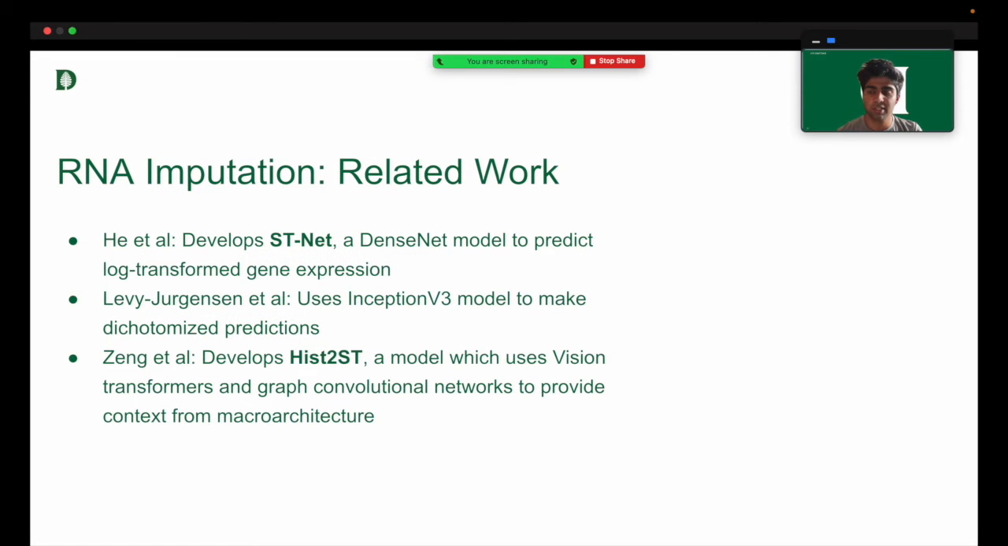So some related works that did similar things is He et al., which developed STNet, a DenseNet model that predicted gene expression, Levy-Jurgensen, which used an Inception model to predict gene expression, and Zheng et al., which used vision transformers and graph convolution networks to provide context.